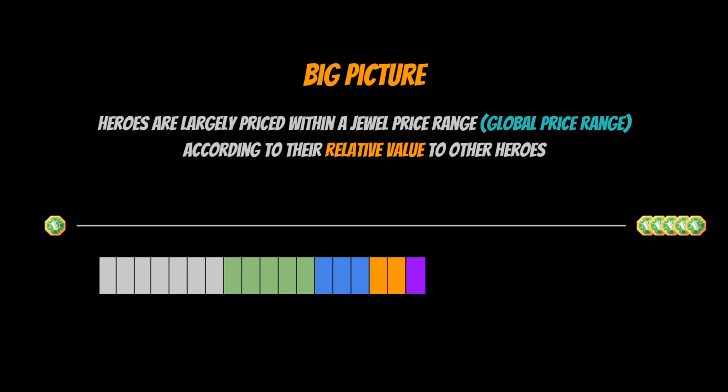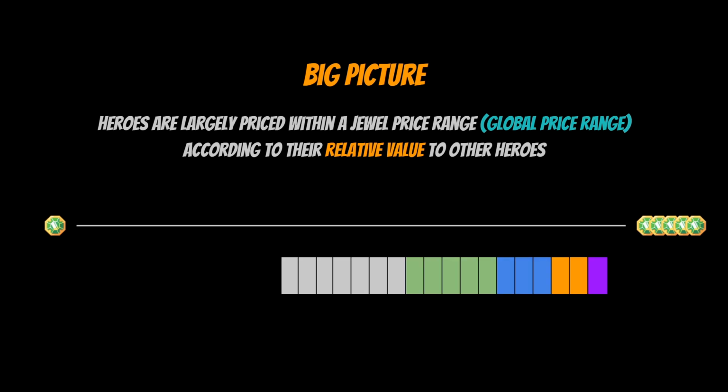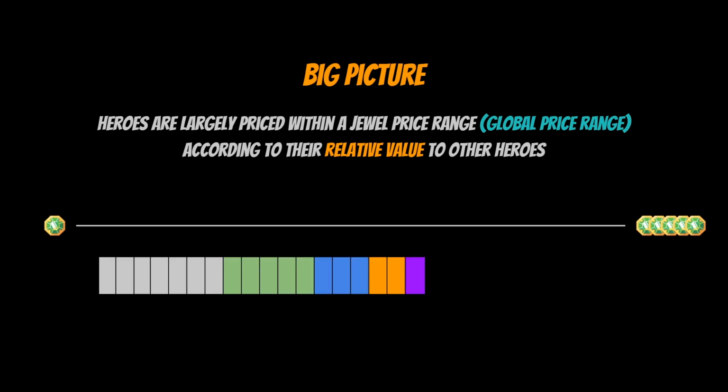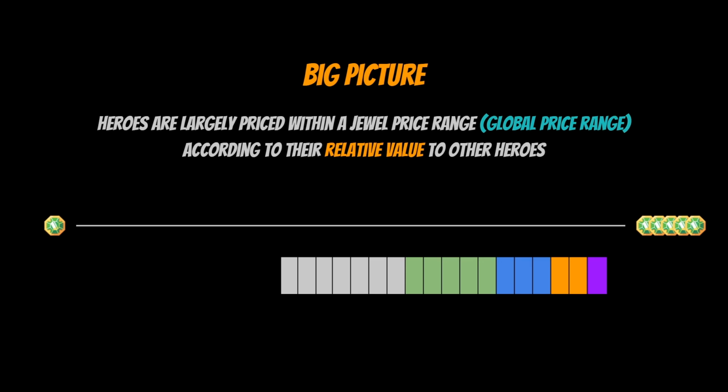And on the other side of the coin, if there is a very big bullish event that occurs, then the whole global price range will increase together. When this happens, the common heroes, for example, are priced higher than they used to be previously here, okay, but they are still cheaper than the uncommon, rare, legendary, and mythic heroes. So this is the general framework of how the global price range works.